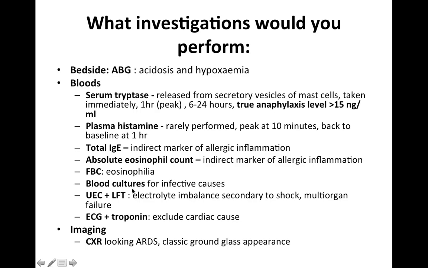for infective causes, EUCs and liver function tests for electrolyte imbalances secondary to shock, which may lead to multi-organ failure. So they will have elevated transaminases and or renal failure. ECG should be done at the bedside, and troponin just to exclude a cardiac cause. And imaging, chest x-ray to look for acute respiratory distress syndrome, which occurs after anaphylaxis sometimes, where you have a ground glass appearance.